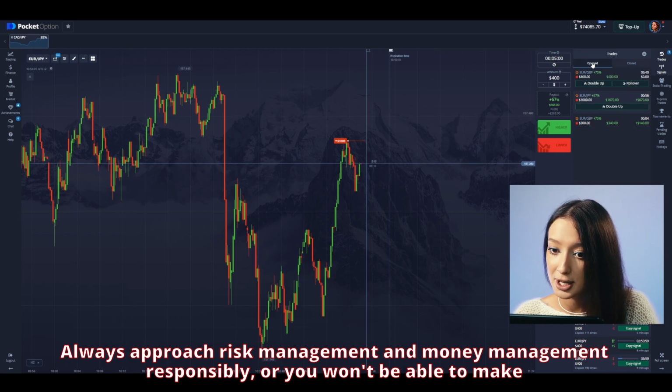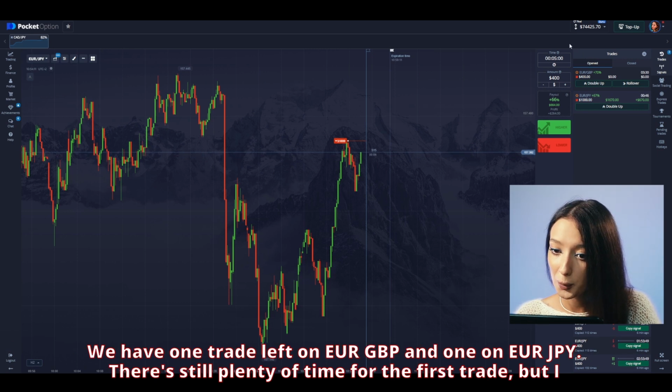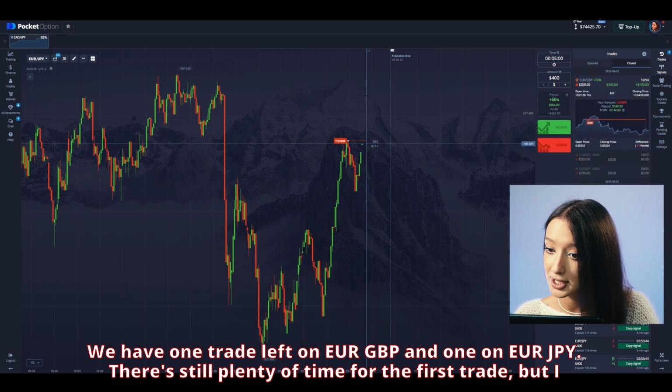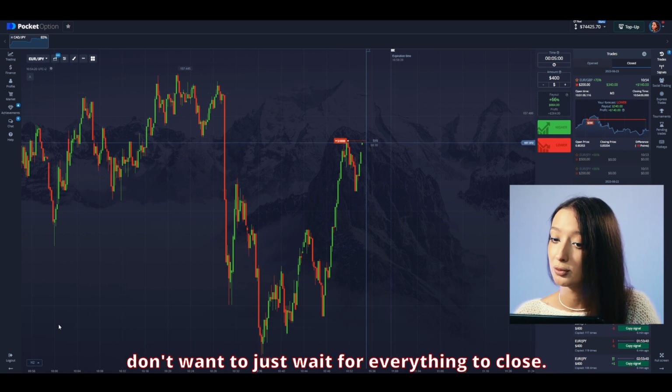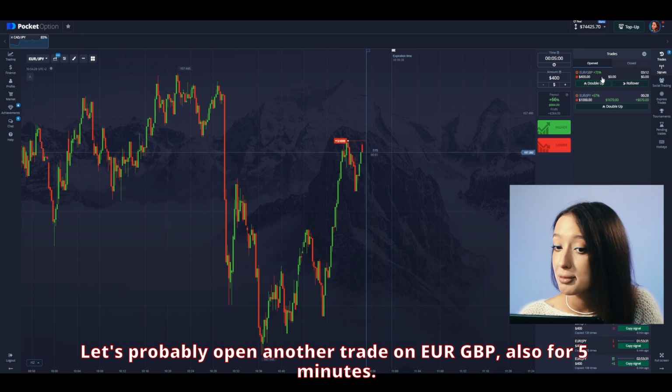Always approach risk management and money management responsibly if you want to be able to make consistent profits in the long run. And by the way, the EUR GBP trade has already closed in a profit. We have one trade left on EUR GBP and one on EUR Japanese yen. There is still plenty of time for the first trade, but I don't want to just wait for everything to close. So let's open another trade on EUR GBP, also for 5 minutes.